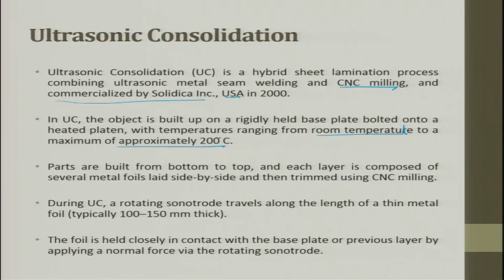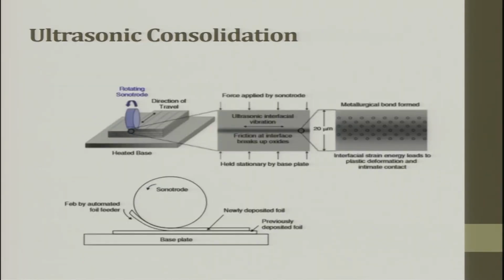Parts are built from bottom to top, and each layer is composed of several metal foils laid side by side and trimmed using a CNC milling machine. During UC, ultrasonic consolidation, a rotating sonotron travels along the length of a thin sheet foil. This foil is held closely in contact with the base plate or previous layers by applying a normal force via the rotating sonotron. So, this is the rotating sonotron.